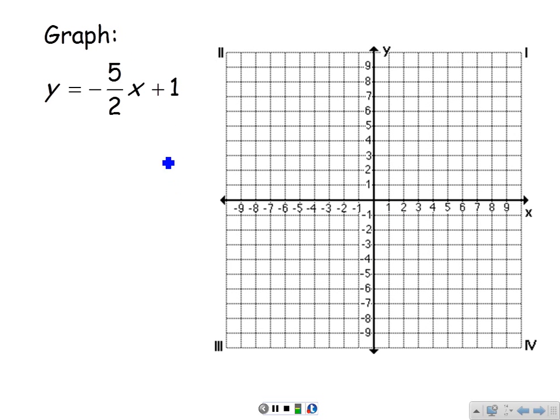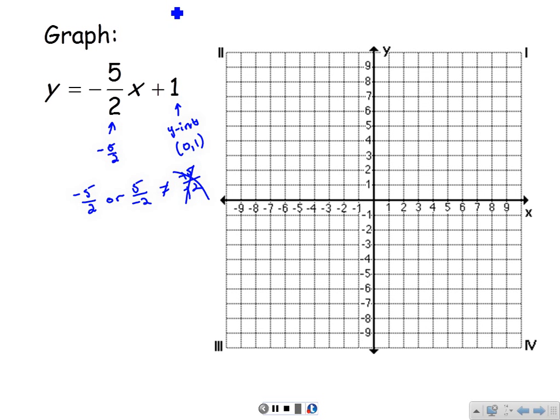Alright, let's try one more time. Here, your y-intercept is going to be 0, 1, and your slope is going to be negative 5 over 2. And we need to talk about that for just a second. This negative sign can either go with the 5 or the 2, so it can be written as negative 5 over 2 or 5 over negative 2, but it cannot go with both, because if it goes with both, they cancel out and go to plus. So that's a big no. It can either go with the top or the bottom.